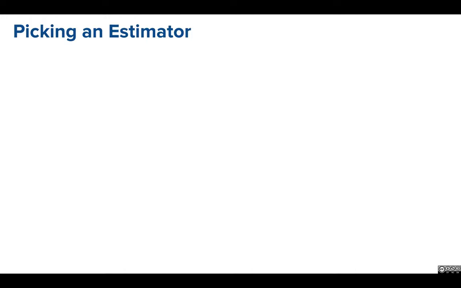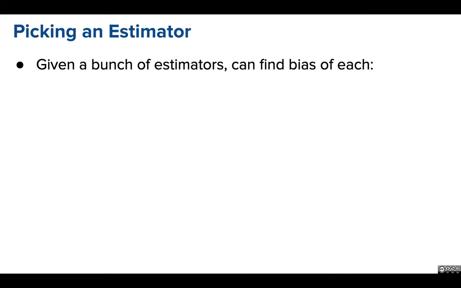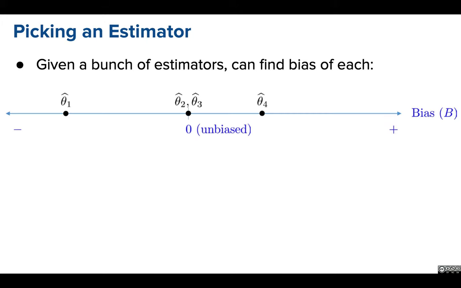Okay, so how do we pick an estimator? Well, if we happen to know the distribution of our data, or we make some assumptions about the distribution of our data, then what we can do is find the bias of different estimators. So I have here theta hat 1, theta hat 2, theta hat 3, theta hat 4. And I'm saying that all of these here are estimators. Okay, and I can find the bias of each one.